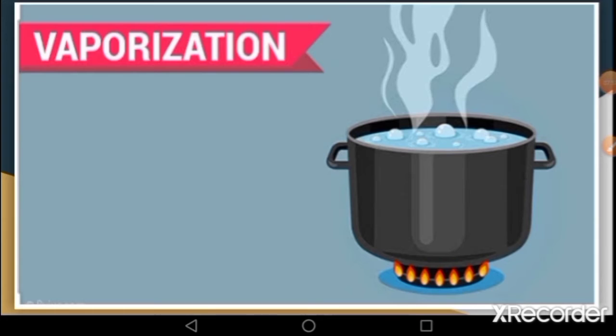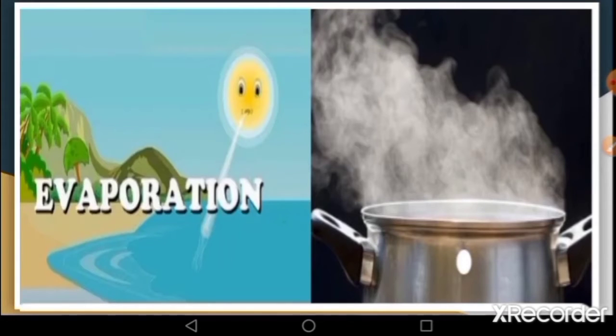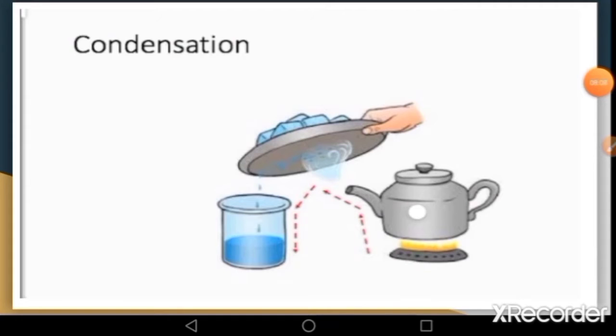The process by which a liquid changes into a gas is called vaporization, and it can happen by evaporation and boiling. The process by which a gas changes into a liquid on cooling is called condensation. When you hold a cold steel plate over a pot of boiling water, you will see tiny drops of water condensing on the tray.